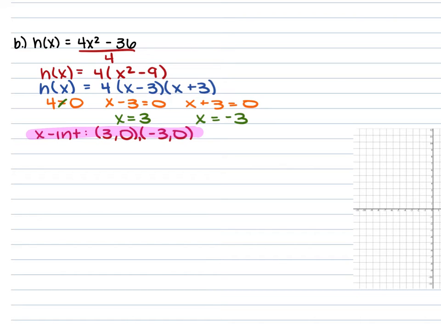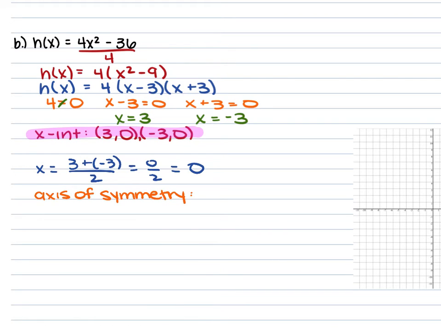From here, find your axis of symmetry. You have 3, you have negative 3. So x is going to equal 3 plus negative 3 all over 2. 3 plus negative 3 is 0 over 2, which gives us 0. So our axis of symmetry is x is equal to 0.